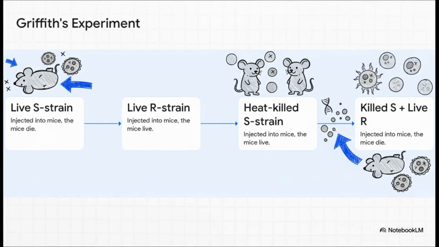Okay, so the first three steps, totally predictable. You inject the deadly strain, the mice die. You inject the harmless strain, the mice live. You kill the deadly strain with heat and inject it, the mice live.